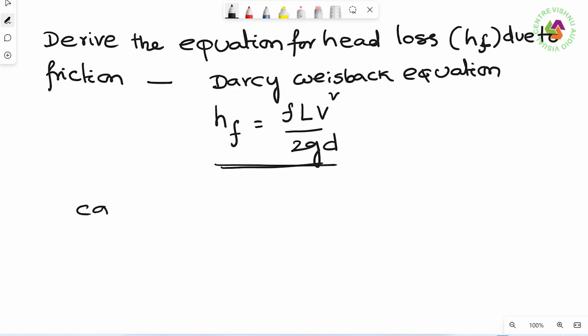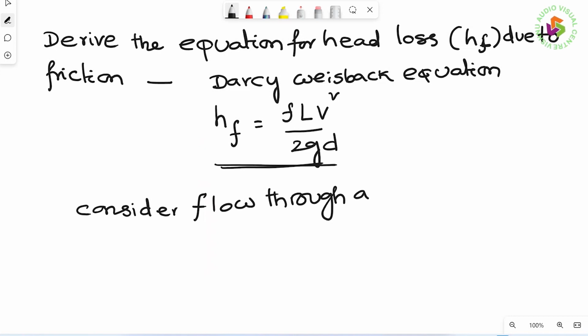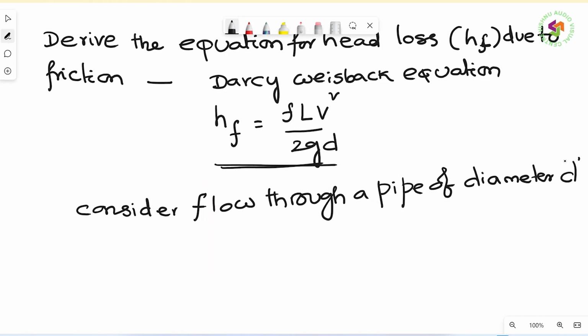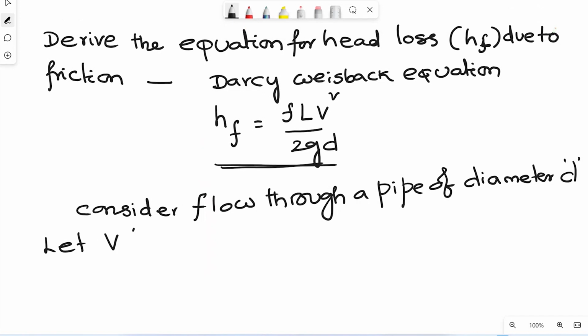Consider flow through a pipe of diameter D. Let V be the velocity of flow through the pipe.